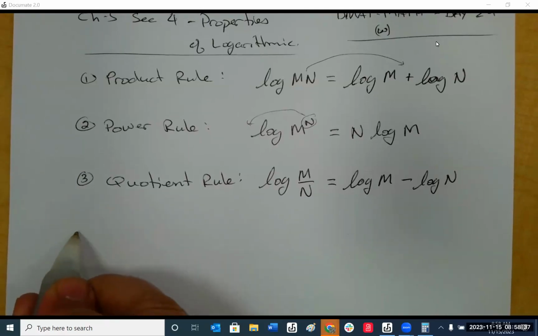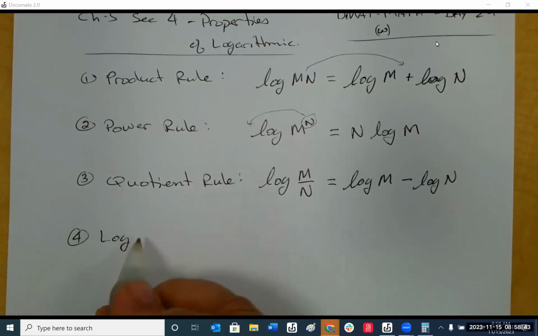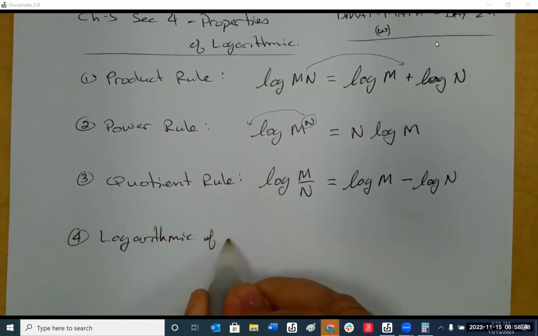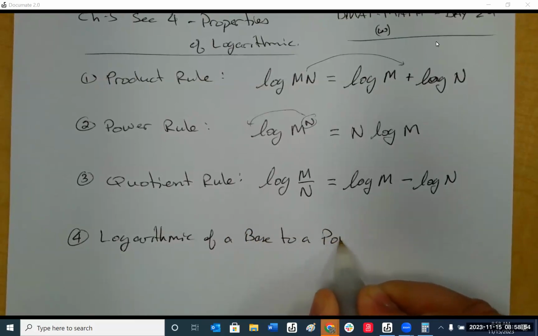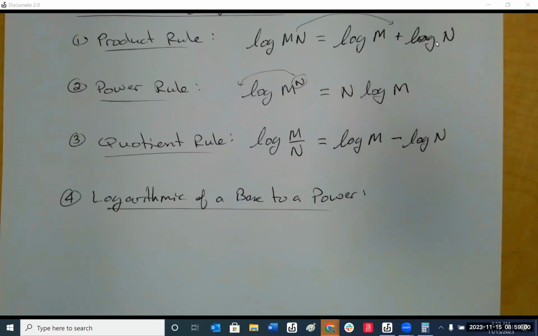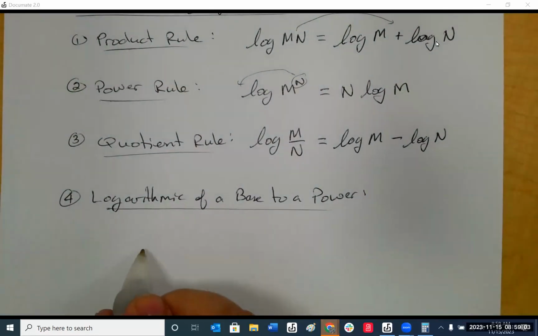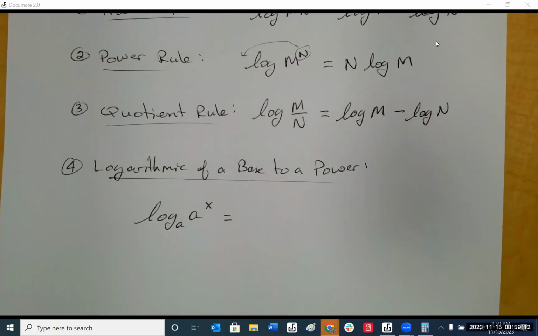Well, we have two more. The logarithm of a base to a power. So it says here's this. Here we use a couple of the properties.